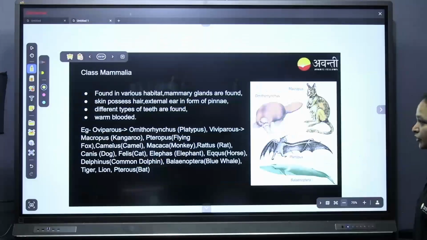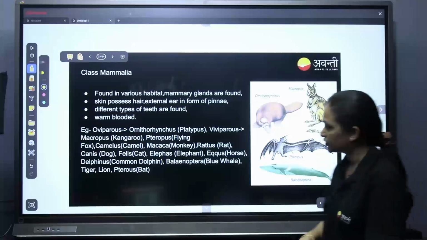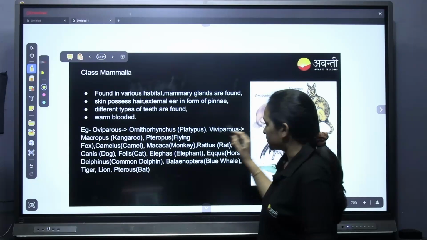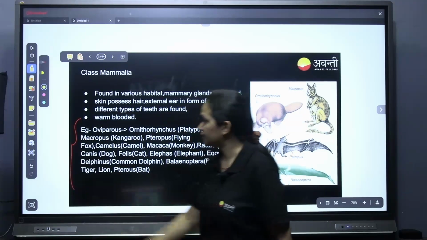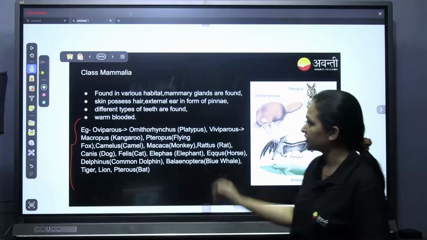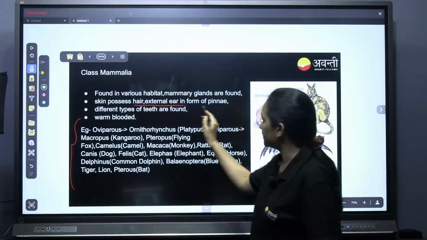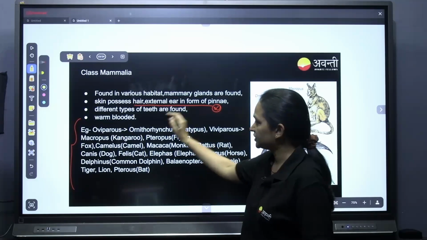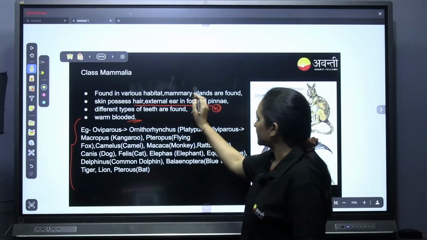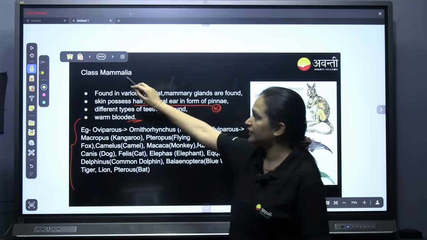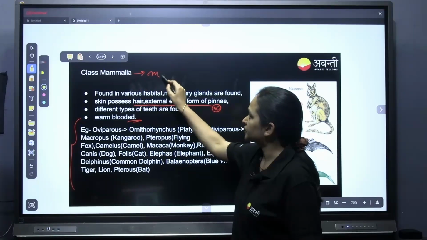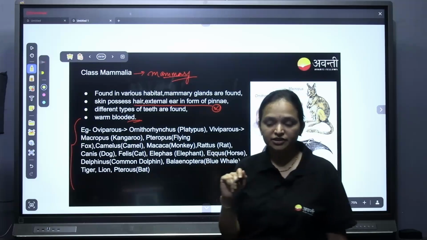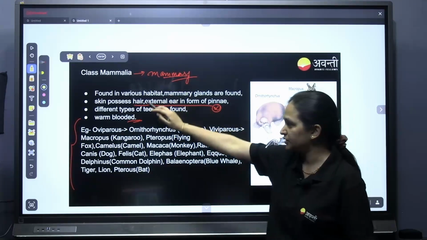And now one of the important things about the mammals, that is the last topic, the examples. Those examples are important, otherwise you know much of the things. Here the external ear pinna is present, hair is present, and we are warm blooded. Remember this, why are we mammals? Because mammary glands are present for nurturing the young ones, that is why mammals.